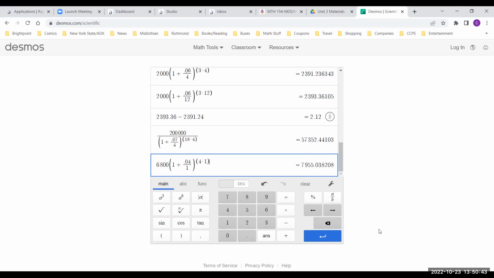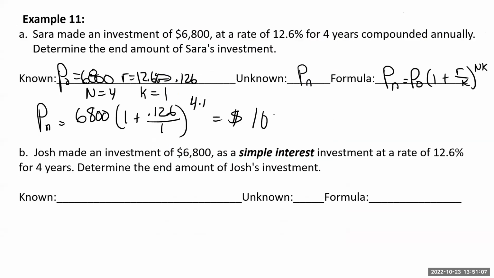And you really could just put in 4, but oops, hold on. I got the wrong interest rate in there. That should be 0.126. There we go. Okay, so we've got $10,931.06. Nice amount of money there.